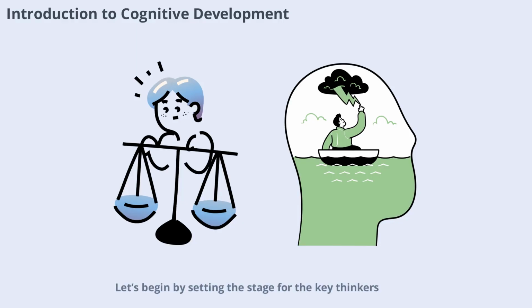Let's begin by setting the stage for the key thinkers and ideas that have shaped our understanding of cognitive growth. As we move forward, you'll see how each theory offers a unique perspective on the mind's evolution.